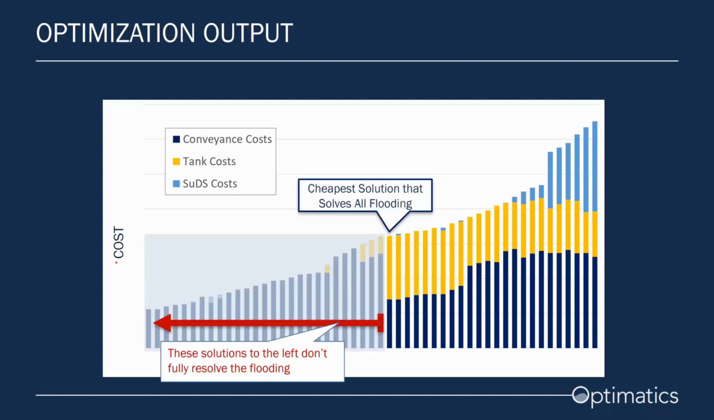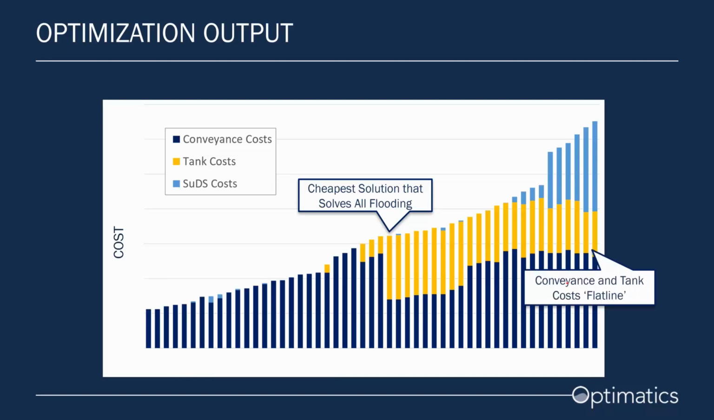One thing to point out before we jump to the cheapest solution is that if we remember on our Pareto, certain solutions didn't actually solve the flooding. So all of these plans here don't perform well enough for us to consider them. We're really only interested in these plans and ones that cost more than that.